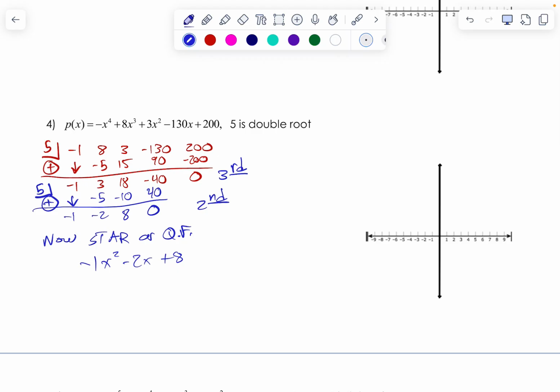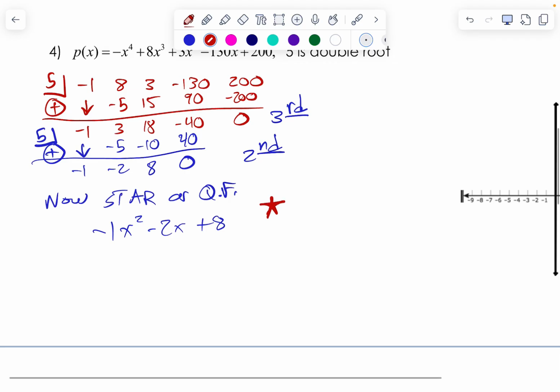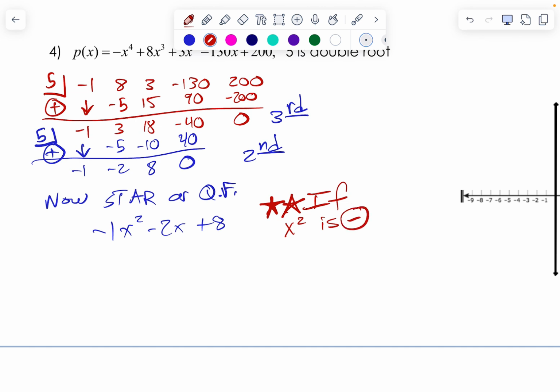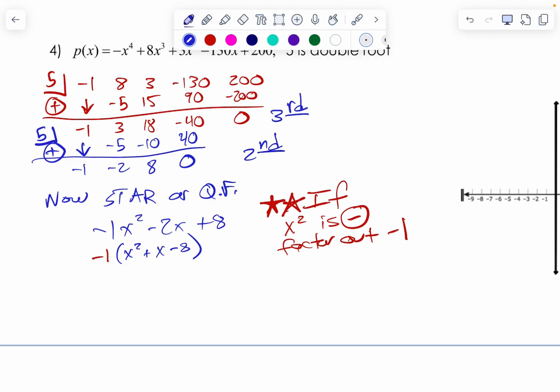Now, I mentioned this earlier in the week. If x squared is negative, factor out negative 1. It just makes it so much easier. So I'm going to write it as negative 1, and then this will be x squared plus 2x minus 8. And now just factor the inside. It's so much easier to do it that way.